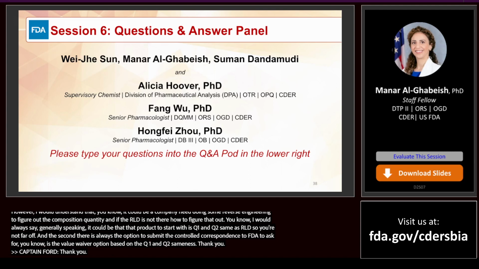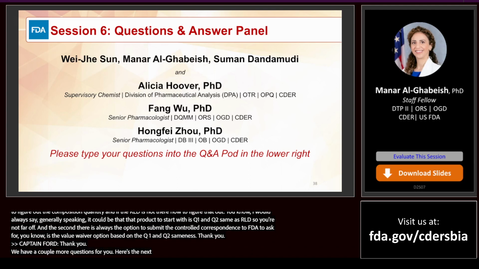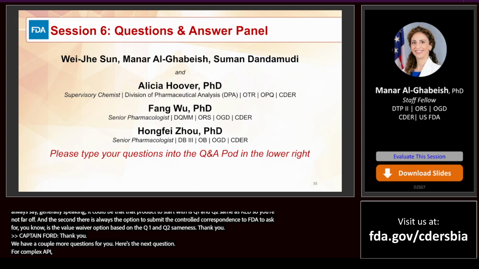For complex APIs that require in vitro API sameness studies to support waiver of an in vivo study, for post-approval change in the API source, would similar API sameness studies be required?